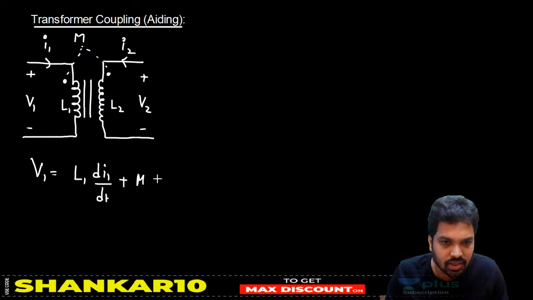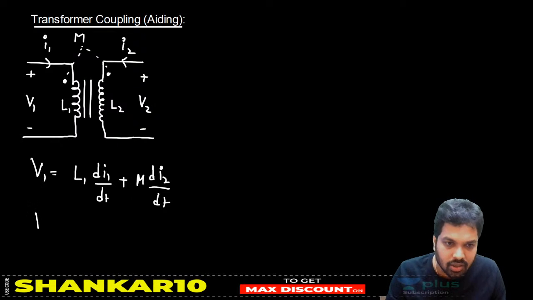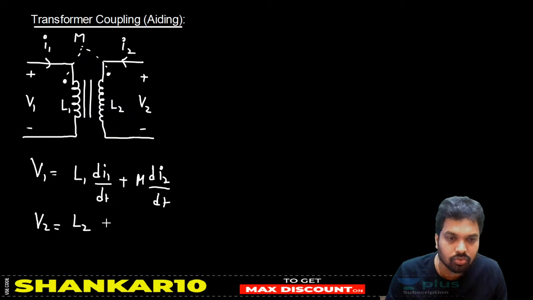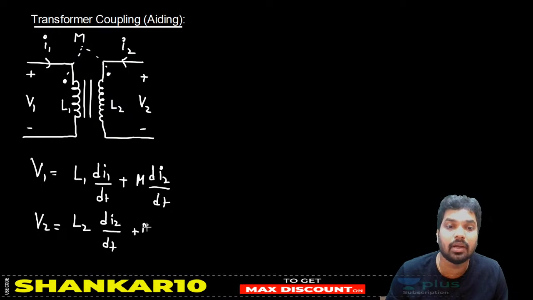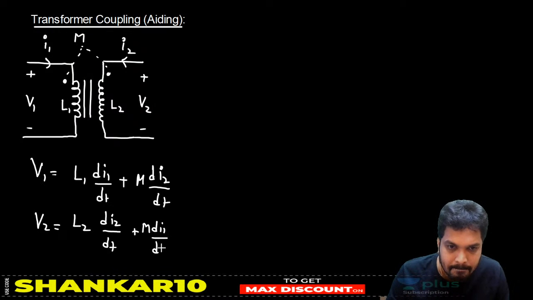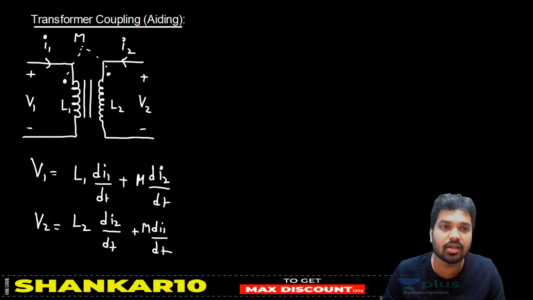So what is the condition? M into d by dt of the current in the other coil. What is V2, sir? L2 di2 by dt plus M into di1 by dt. Listen here carefully.